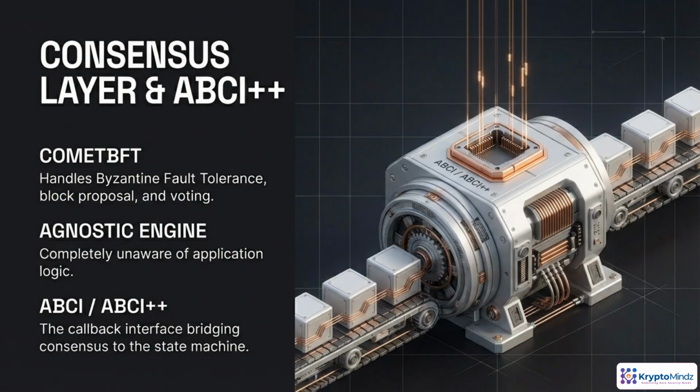Now let's zoom in on the consensus layer and where ABCI++ sits. CometBFT is a generic Byzantine fault-tolerant engine. It proposes blocks, runs the voting protocol, and commits decisions, but it has zero knowledge of your business logic. ABCI and ABCI++ are the callback interfaces that connect this agnostic engine to your state machine. Through them, consensus asks the app, is this block valid? How should I build it? And what state should I commit?